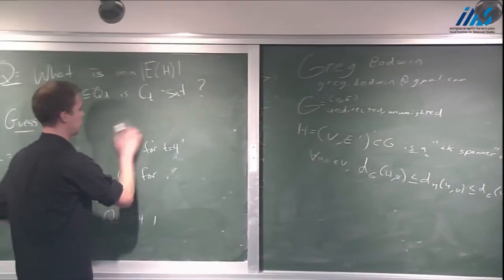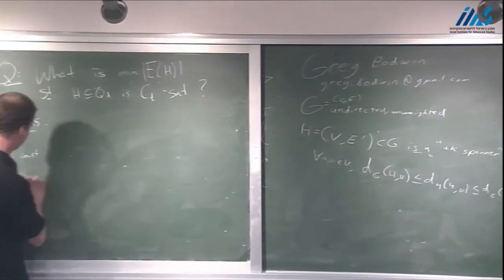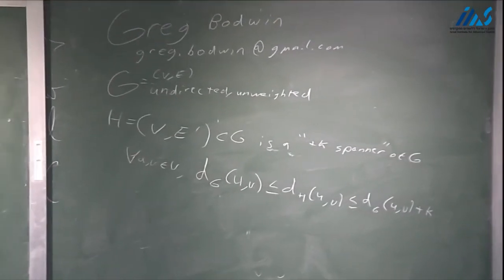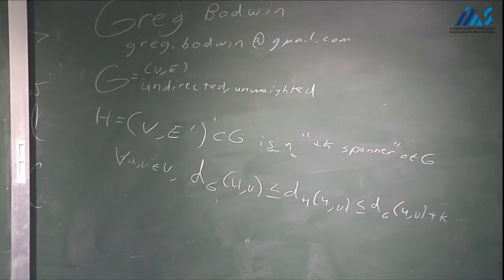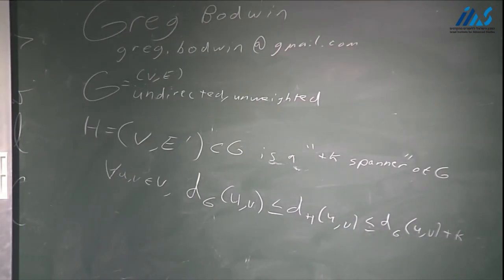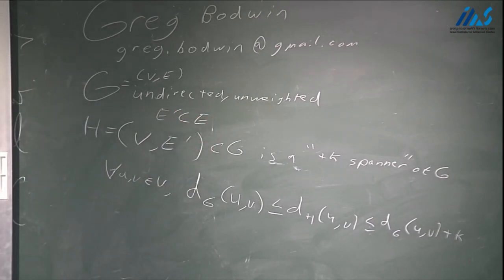Very little is known about these. A lot more is known when the error is multiplicative or maybe mixed between additive and multiplicative. Yes, E prime will be a subset of E. So it needs to be a subgraph.